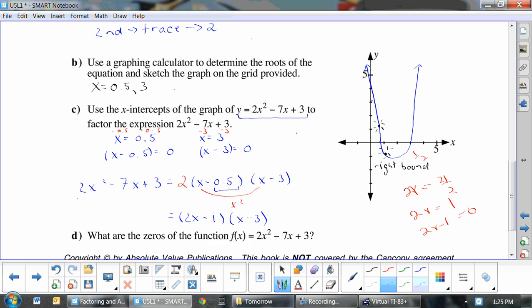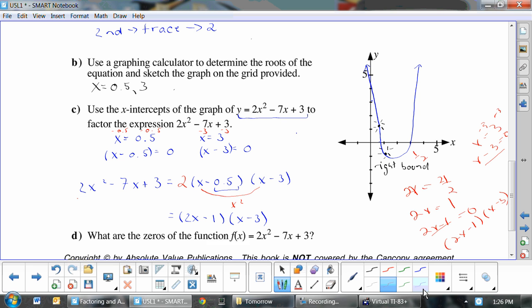Then you take the other one and say x is equal to what? The other one is 3. So I'm going to subtract 3 from both sides. x minus 3 equals 0. Now I have my two terms, 2x minus 1 and x minus 3. So that's how you can do it right from your graph.